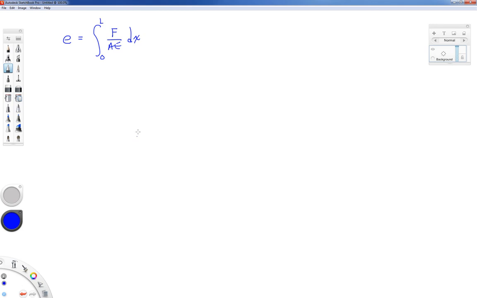In some cases, like we just worked, the area has to change. Area changes with position x. We have to leave that inside the integral. In other cases, the force or the material properties can change, and they would have to stay inside the integral. If things are constant, then we can bring them out in front. If everything is constant, then we have a very nice compact formula, FL over AE.